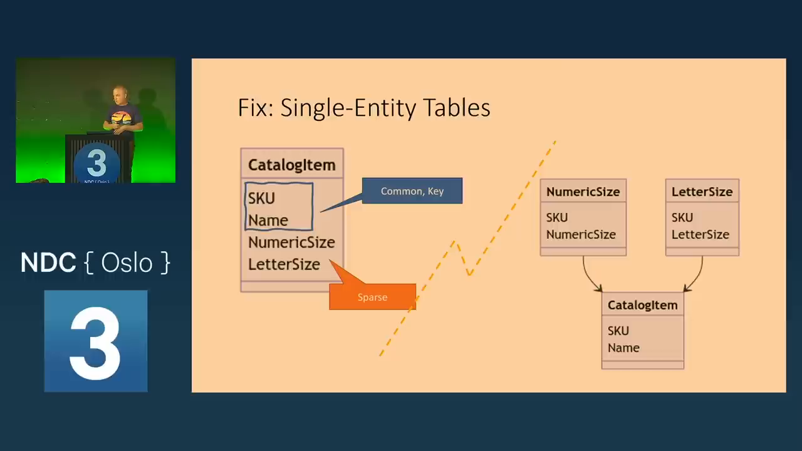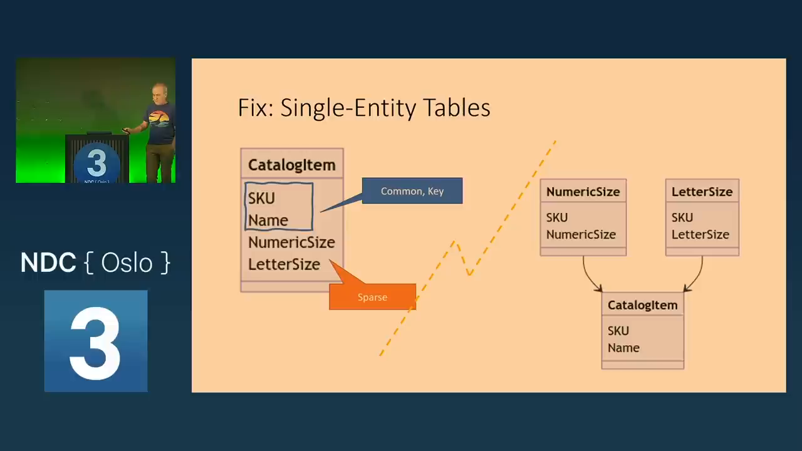So the way to fix this is to say, well, I have a catalog item. I still want to be generic. There could be catalog items corresponding to different things in the real world. But then I have my numeric size catalog items, and I shortened the name of the table here, but those are numeric sized things, and they have a numeric size. And then I have a letter size, and that lives in a different table. So I'm not going to have null in the letter size ever.